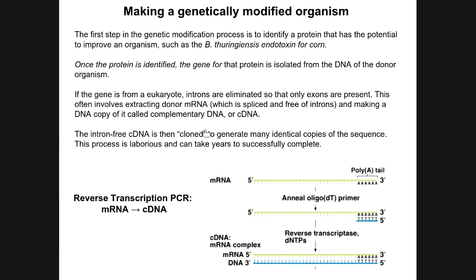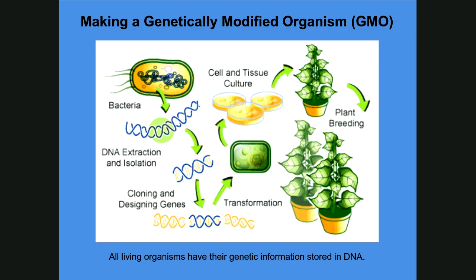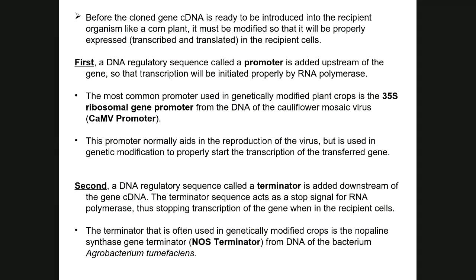Now I'm going to skip this. This is more technical stuff that we don't really need right now. What I'm going to do is jump ahead. Now the catch is this: before the gene, sometimes it's a cloned gene, can be introduced into the recipient organism, like a corn plant, it has to be modified so that it will be properly expressed in those recipient cells. What they're getting at is this.